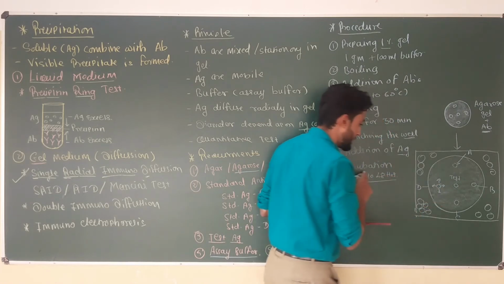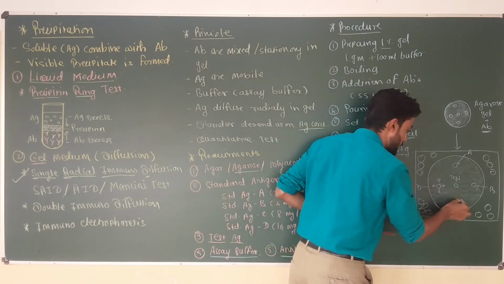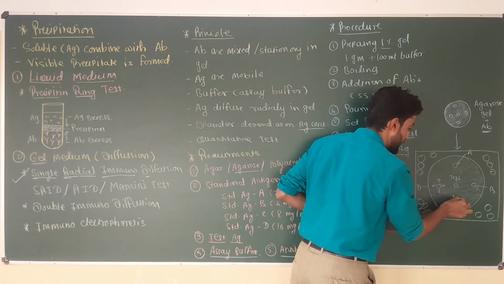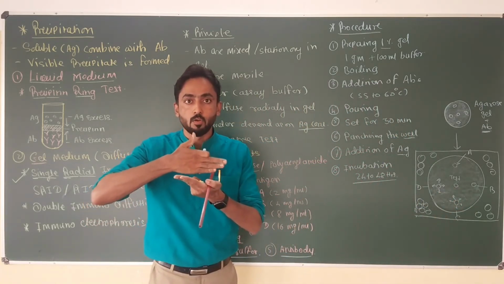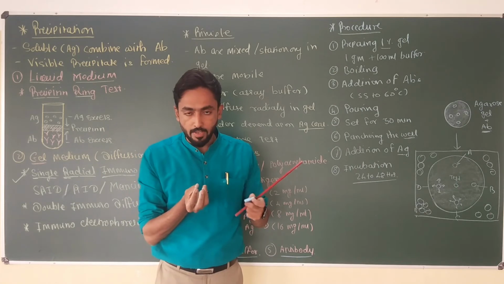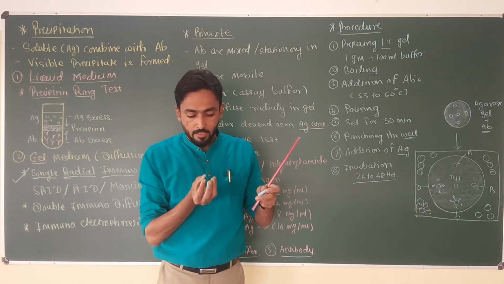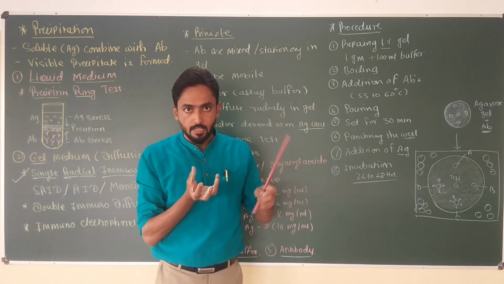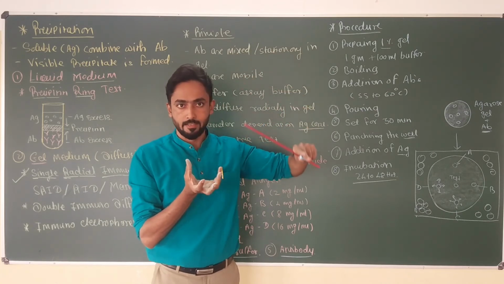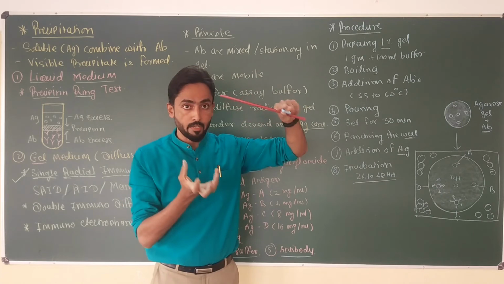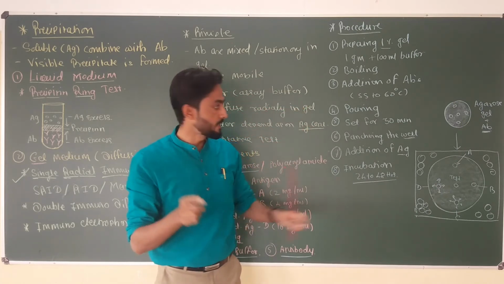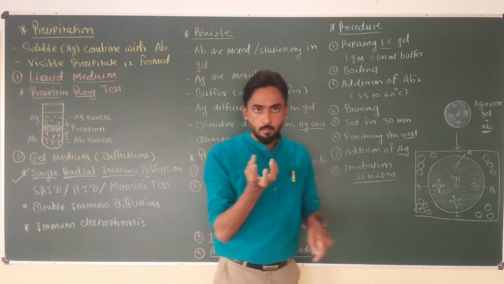Okay, during the incubation, the antigen diffuses away from the well into the gel, and once it reaches a sufficient distance, the concentration of the antigen goes on decreasing. For example, this is the well which contains antigen, and due to the diffusion of the antigen through the gel, its concentration goes on decreasing, and once its concentration becomes equal to the concentration of antibody present in the gel, it stops migrating.